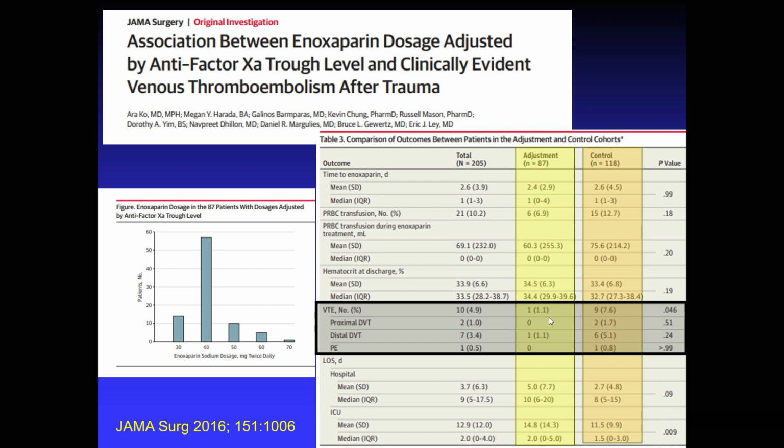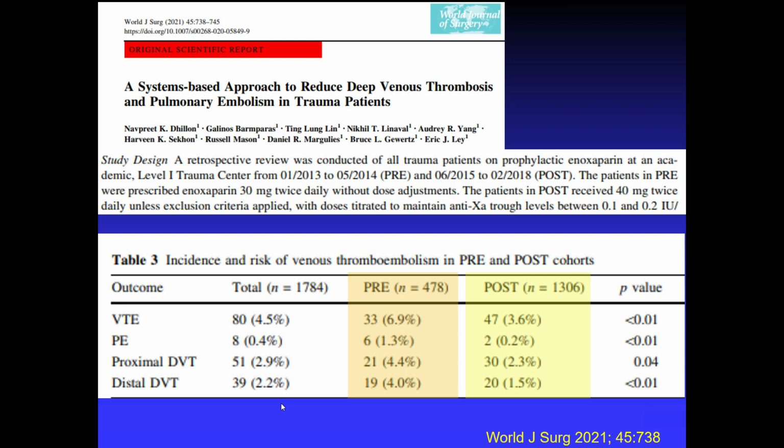Also important was the fact that the weight adjusted and the adjusted dosing here led to better outcomes in regards to VTE occurrence. A subsequent publication from the same group in 2021, published in the World Journal of Surgery, provided further support for this approach, showing it to be associated with decreased DVT and PE rates, as well as overall VTE rates, as noted here, again with the study group highlighted in yellow and the control group who received static dosing in orange here.